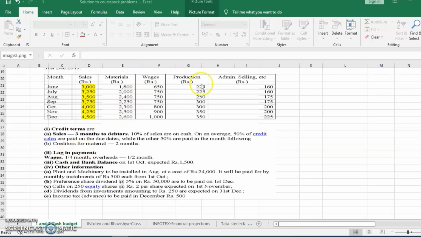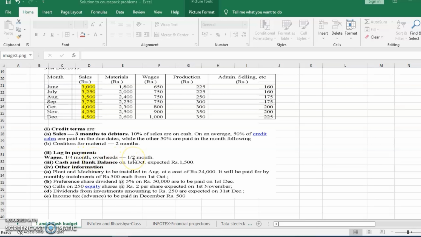We have wages, production, administration and selling overheads. Wages: when they say 1/4 is a lag, this also means that 3/4 of the month's wages is paid within the same month. So 75% of the wages that you have incurred is paid within the same month. However, only 25% of that is carried to the next month.